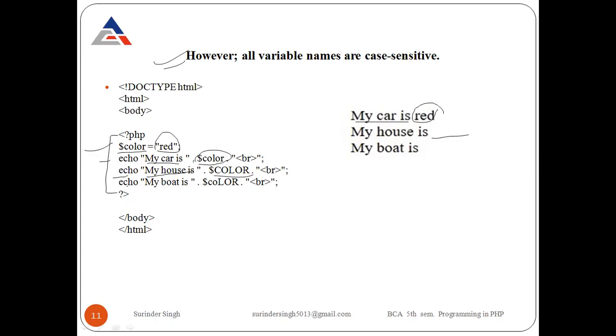In the third statement, "My boat is", here we are printing the variable color with CO in small case and LOR in capital case. So no output is printed. Variables are case sensitive.